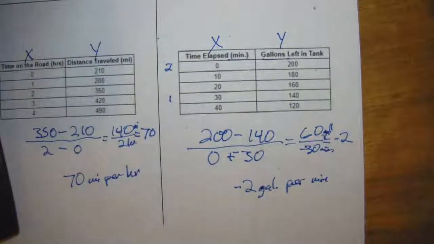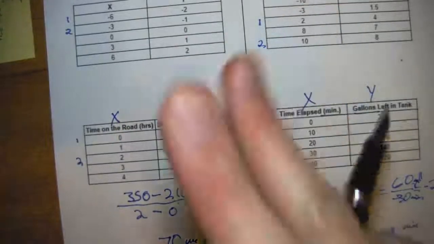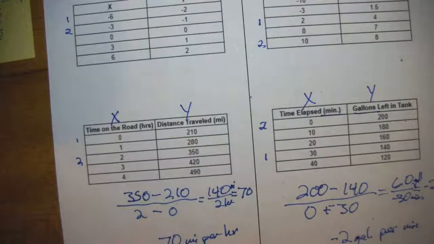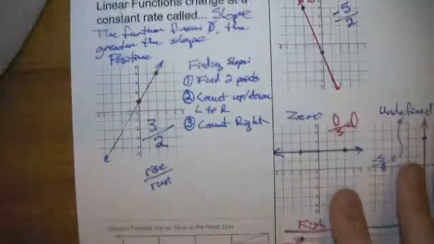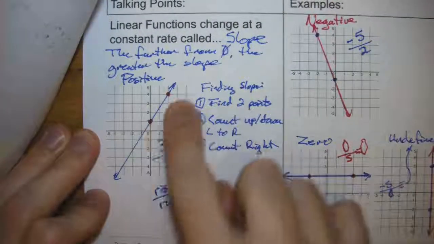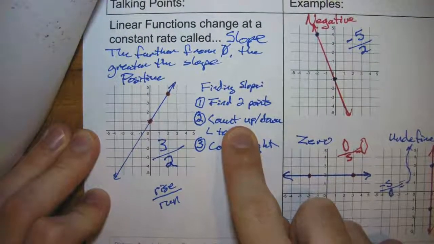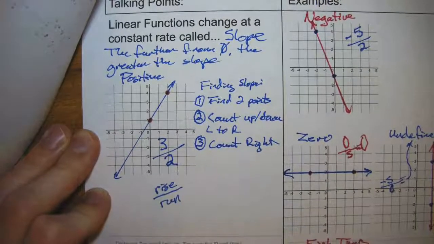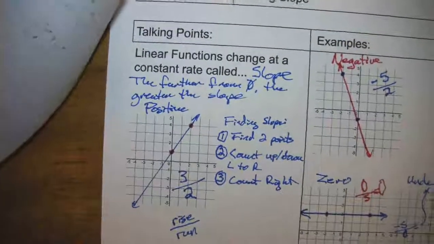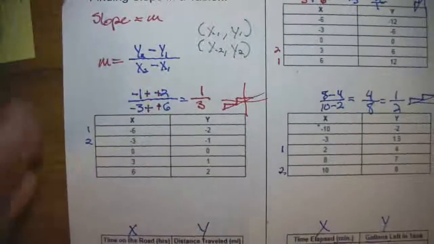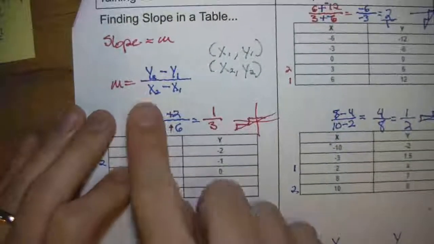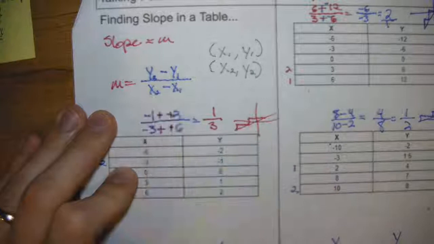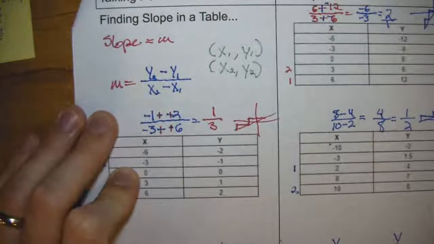So let's review real fast because this video is going a little long. When we're finding slope, we have 2 ways to do it. One way is to look at a graph. Pick 2 points, count up or down, always from left to right, and then count however far to the right and write that fraction out. The other way, which also works for both tables and for graphs, is to pick 2 points and use this formula, and we can come up with our slopes pretty quickly.